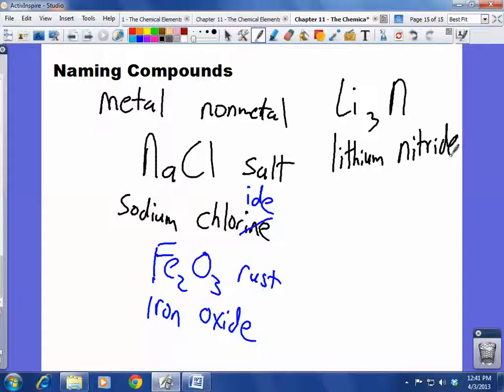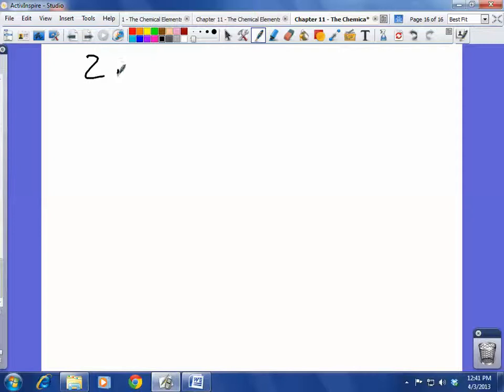Now, things do get a little bit more complex when I start naming 2 or more nonmetals. What about hydrogen 2 sulfide? You guys are asking all sorts of good questions. No. So, hydrogen 2 sulfide, H2S.